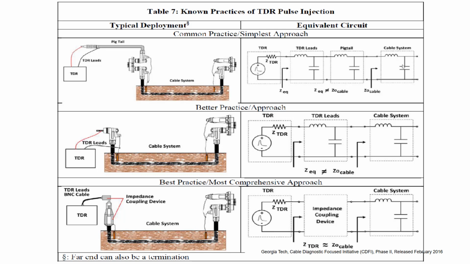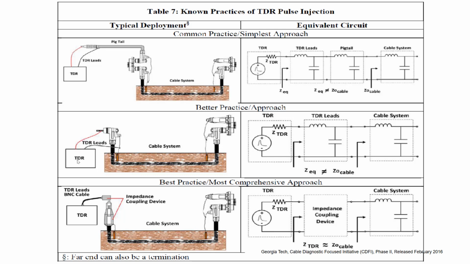So Z cable, this is the cable system. Before that you have the pigtail, the TDR leads, and then the impedance of the source. So these are all several impedances. In this case, Z equivalent is not equal to Z cable. This is of course the simplest approach, but a better approach, a better practice, is this.